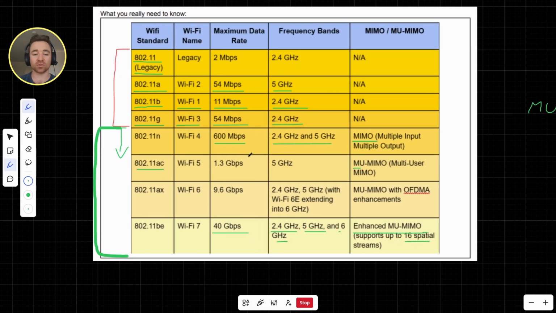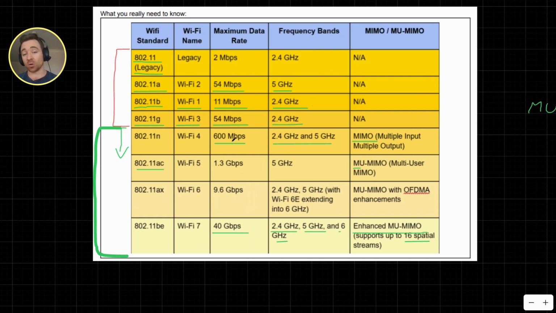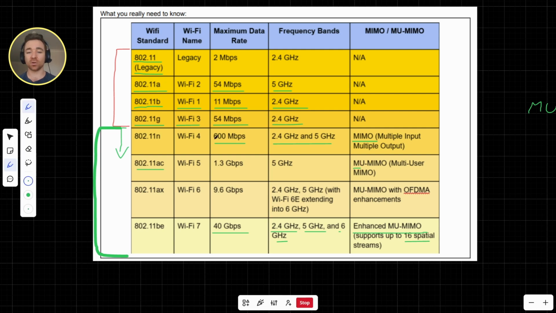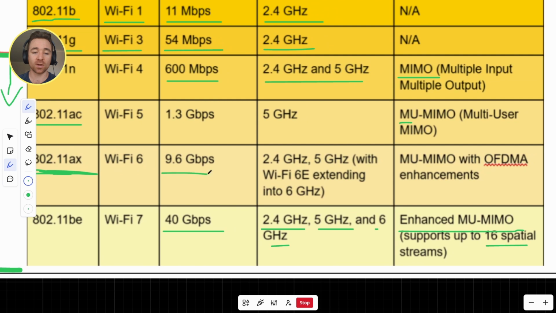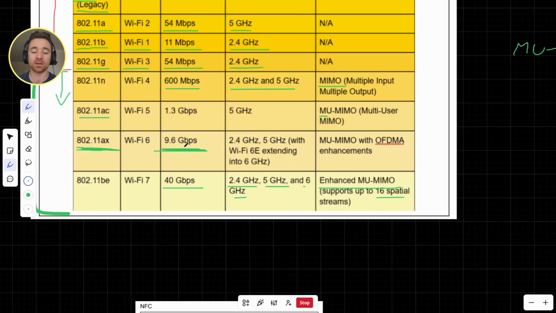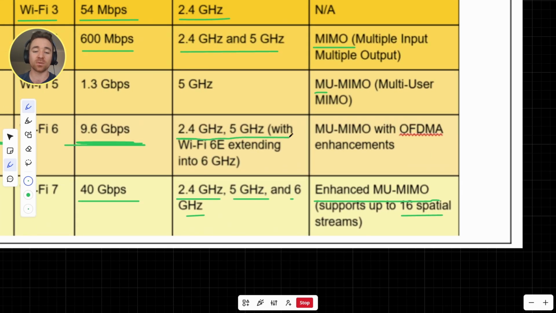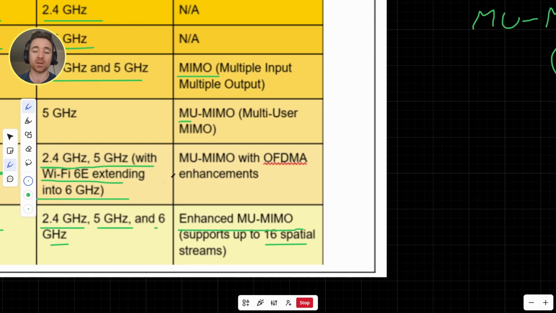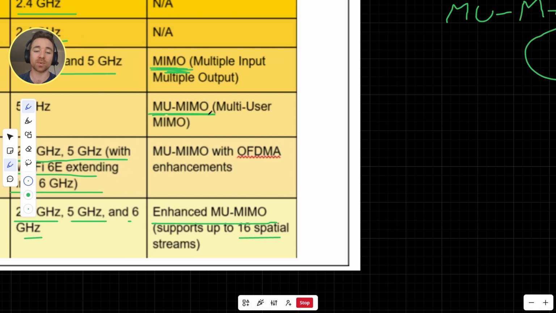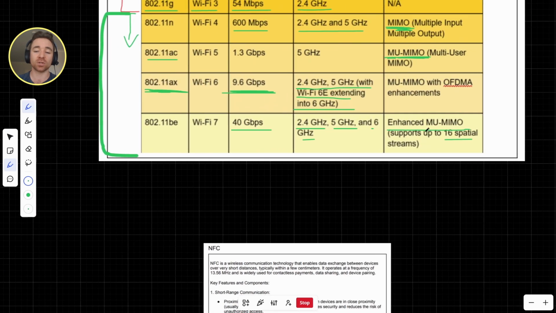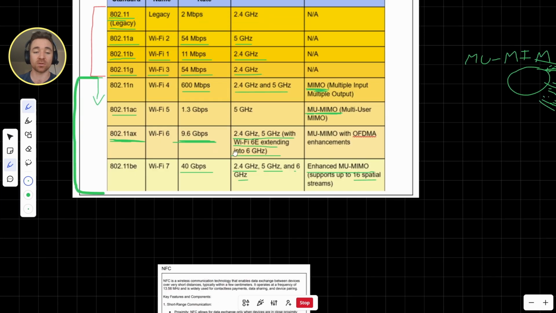I'm not going to read us through all of this. If you have my learning guide, this is in the learning guide, and you've got those multiple choice questions that will really help you hone in on this. But basically for you guys at home, you need to know the name of the standard, the maximum theoretical data rate of the standard, and what frequencies it operates on. You also need to know if it has multiple in, multiple out, or multiple user, multiple in, multiple out. And for that last one, just know that it is enhanced and it has those 16 streams, okay? That's largely what you need to know.